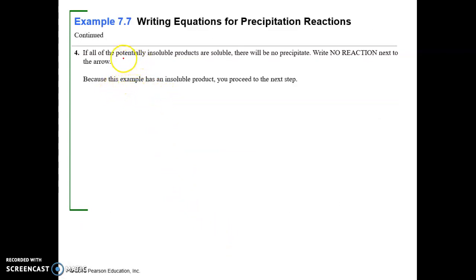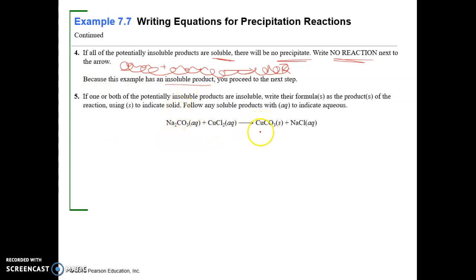Now, if all of the products were soluble, then that would mean that there was no precipitate, and you would write no reaction next to the reaction arrow. So it'd be like, you know, this plus this goes to NR, or you could write out no reaction. But that is not the case in this particular situation. Okay. All right. Now, because this example has an insoluble product, we need to continue to the next step. Write it out, which we just did on the previous page.